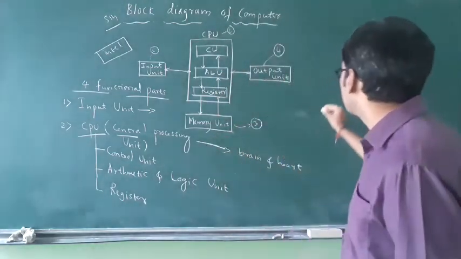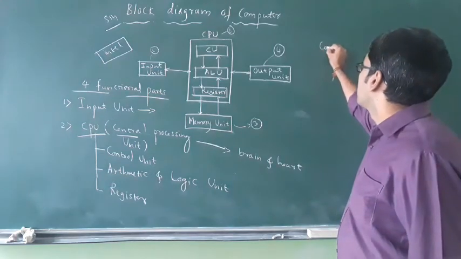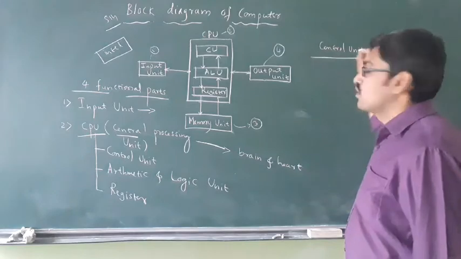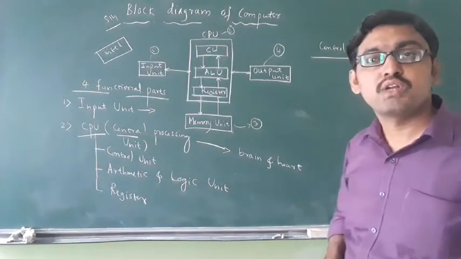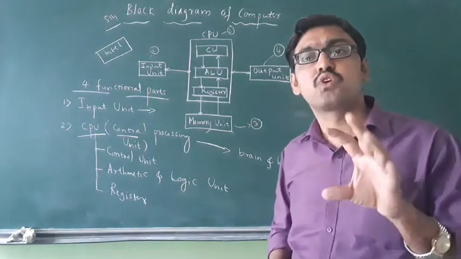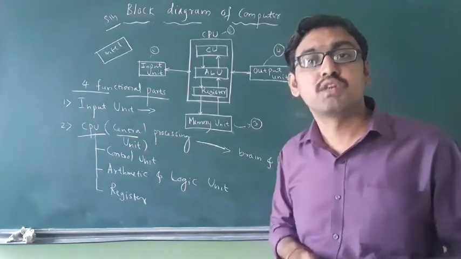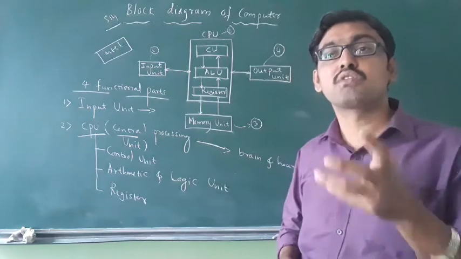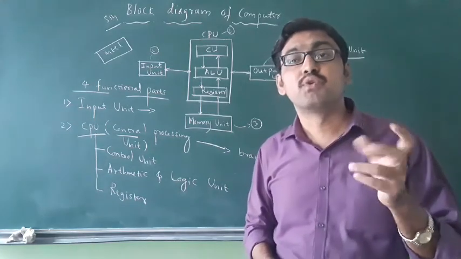Then what is control unit? Control unit means, nothing but, the unit which is used to control all the activities of the computer. The name itself says control unit. Control unit means it controls all the activities of the computer.